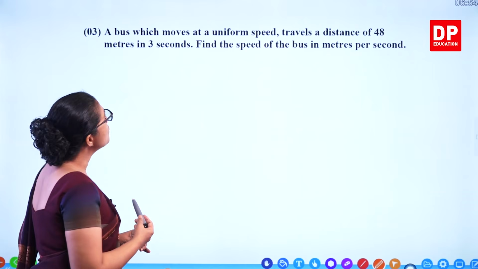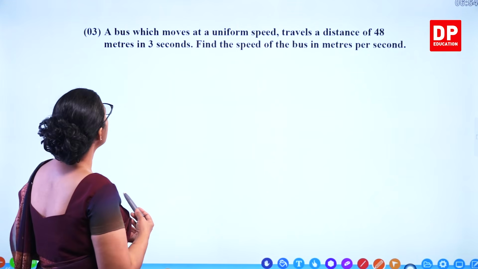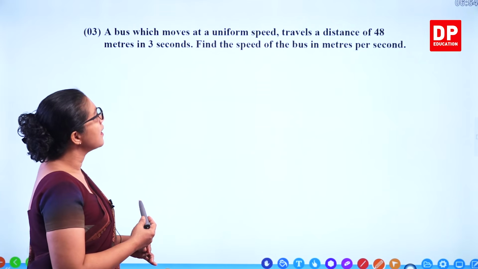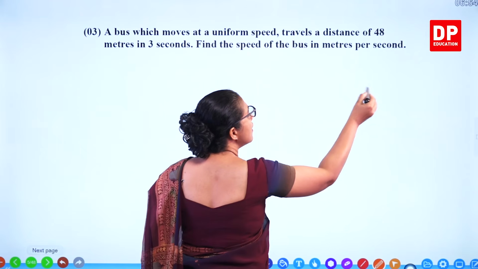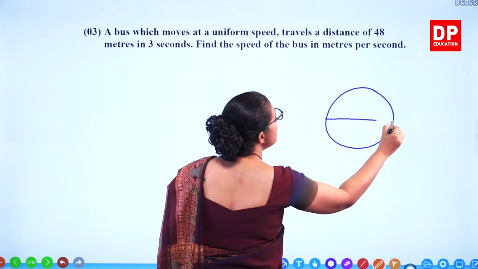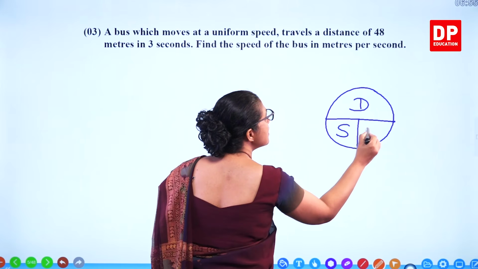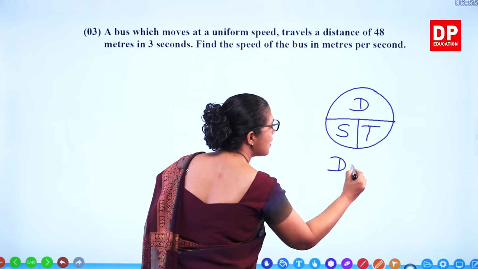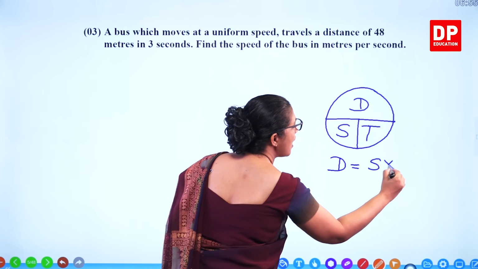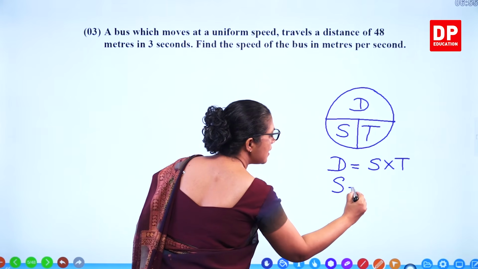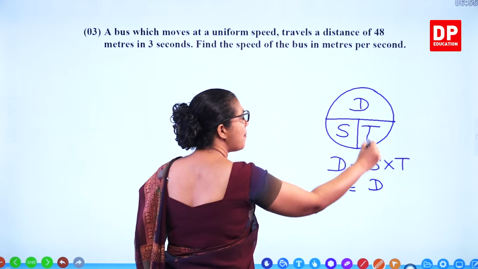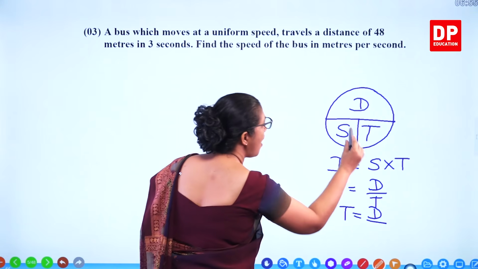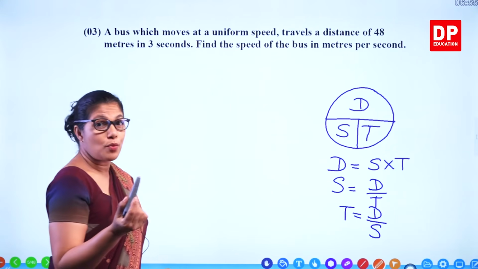Question number 3. A bus which moves at a uniform speed travels a distance of 48 meters in 3 seconds. Find the speed of the bus in meters per second. So here, what's the formula? If you take distance, speed, time, what's the formula? Distance is equal to speed into time. If you want speed, that's distance divided by time. And if you want time, that's distance divided by speed. So if you can remember this one, it's easy.